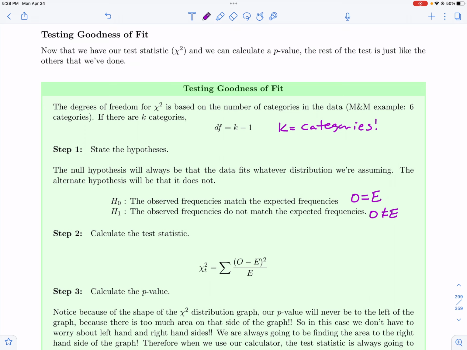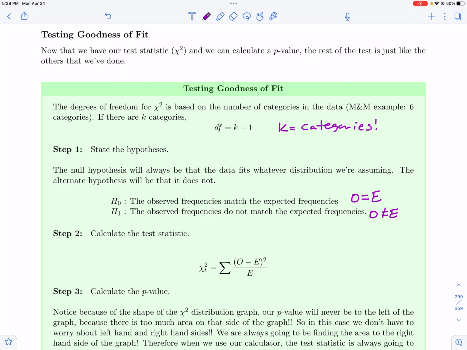And even though we're using not equals, this is still a one-tailed test because of the chi-squared, but this is a nice shorthand if you don't want to write 'the observed frequencies match the expected frequencies' over and over, because it's always going to be that exact same claim for every single one of these problems. So O equals E, O not equals E is a little bit quicker and easier to think about.